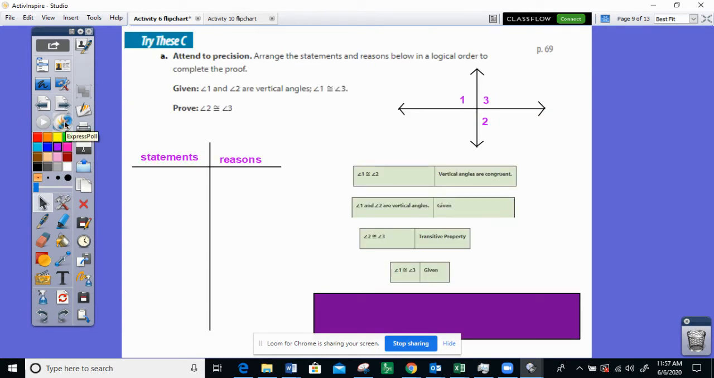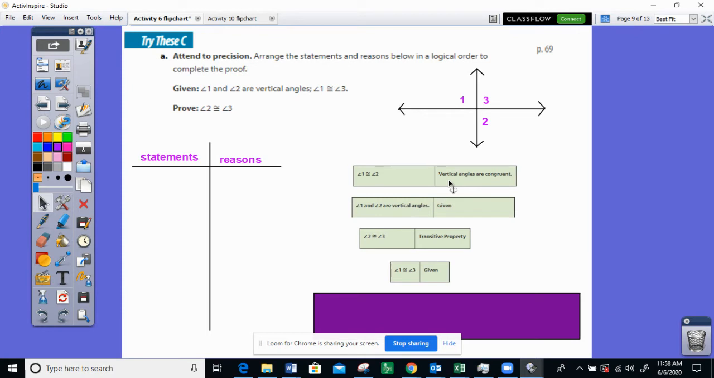All right, so this question is pretty cool. There's a question similar to this in the homework in activity 6, which you can practice. It's not one of the required problems, but this is really similar to number 13 in the activity 6 practice. So they've given us statements and reasons that go together, and we need to put these in a logical order.